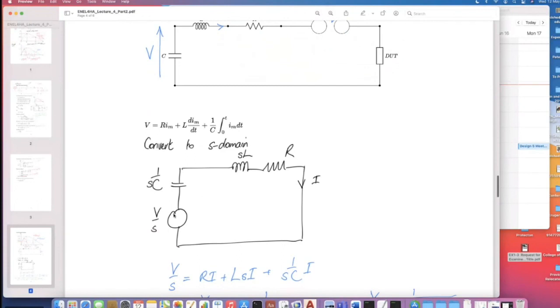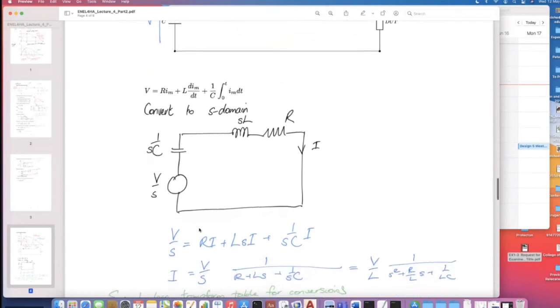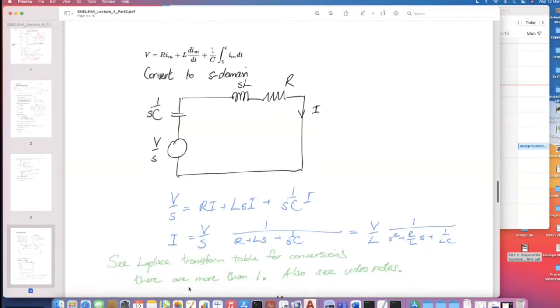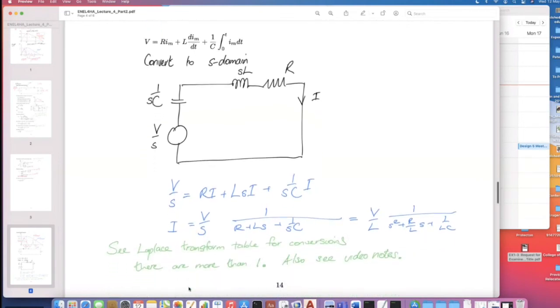Again, we can convert our entire circuit to the S domain, and we can analyze the current in this case. We get to the end of our current definition: V over L is equal to 1 over S squared plus R/L S plus 1 over LC.